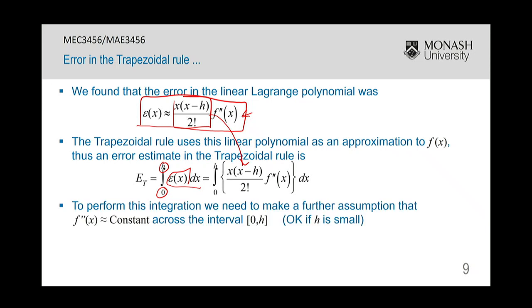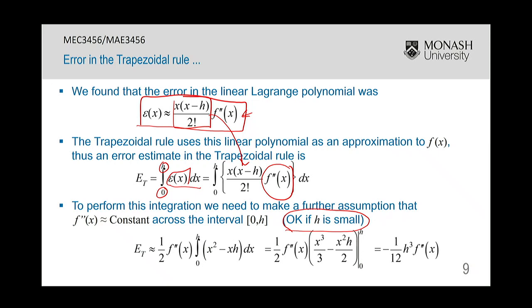Now, to perform this integration, we're going to make a further assumption that across this interval, our second derivative is approximately constant. This is a reasonable approximation, provided h is small. If h is really big, then it becomes less good. So this is only an approximate analysis, but it's not too bad when h is small.